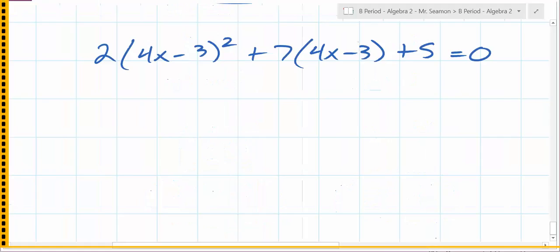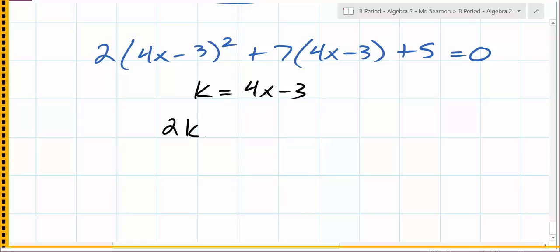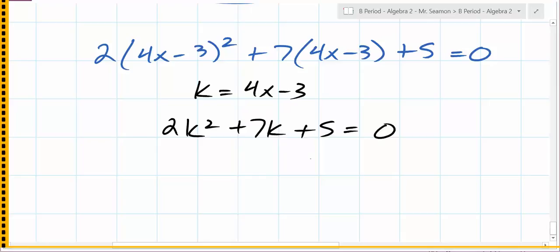So what's the long way of doing this one? Can someone tell me what the long way would be to do this one? Distribute it out. It's not that bad because it is a quadratic. Is there a faster way? Yeah. The faster way is going to be to say, okay, instead k is equal to what? 4x minus 3. And then you get 2k squared plus 7k plus 5 is equal to 0.